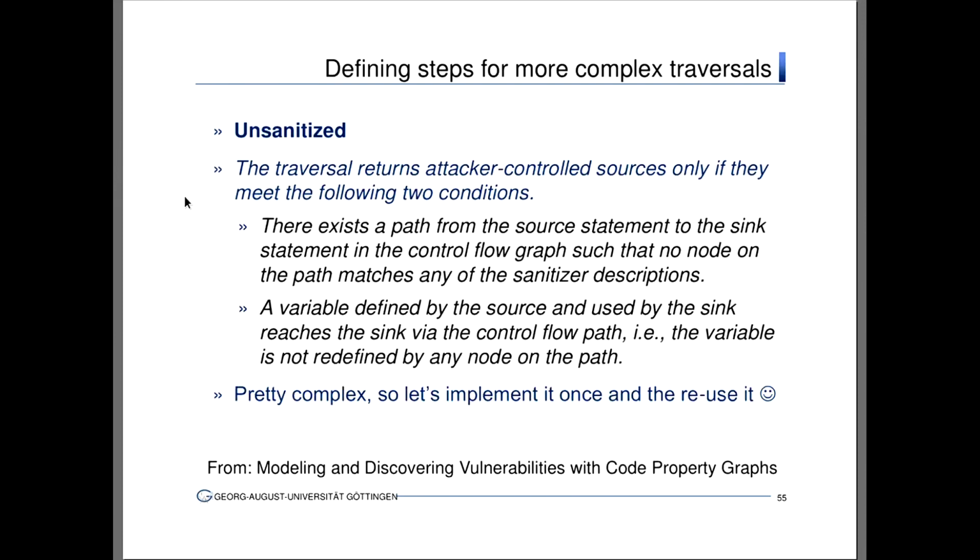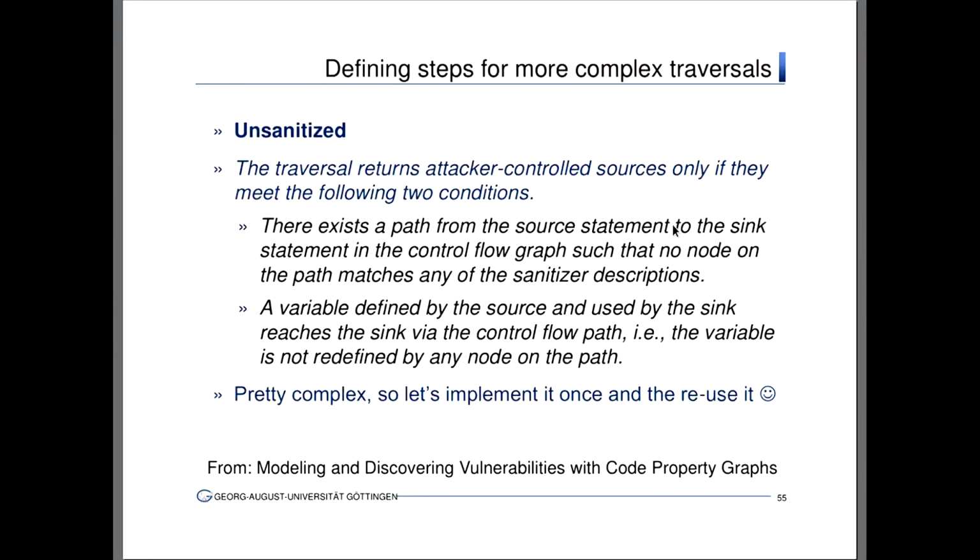So for unsanitized, what I want to do is find cases where I have a flow from a source to a sink, but certain checks are definitely not in place. Right? So if you formulate this in complete form, the traversal returns attacker-controlled sources if and only if they meet the following two conditions. There exists a path from the source statement to the sink statement in the control flow graph such that no code on the path matches any of the sanitizer descriptions.